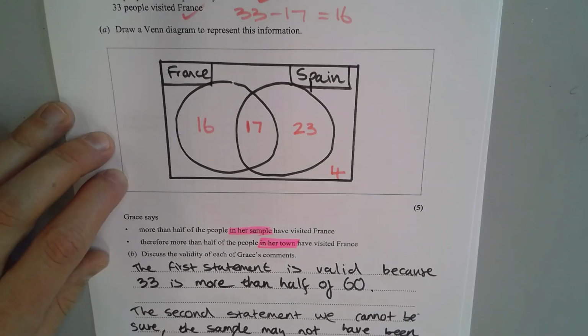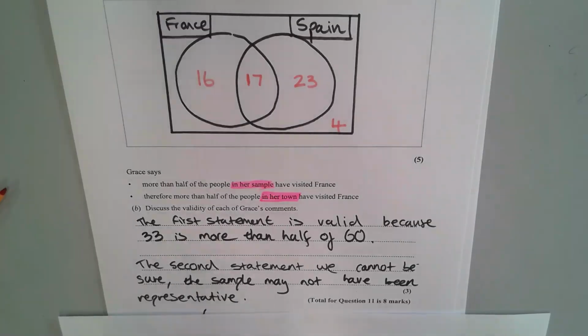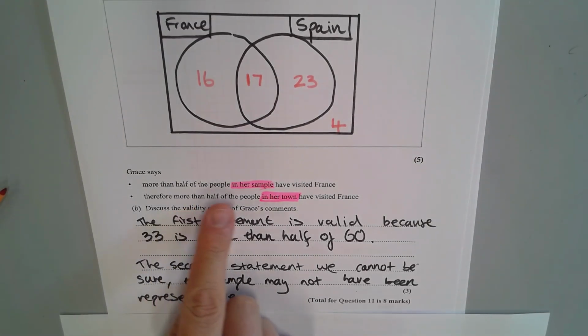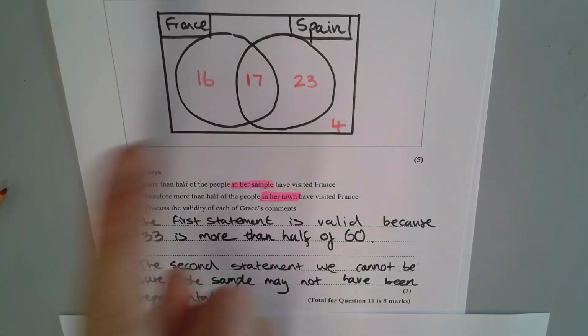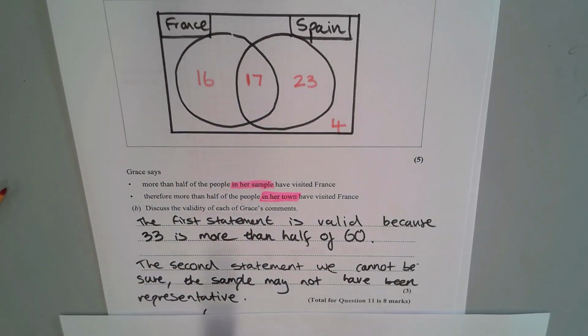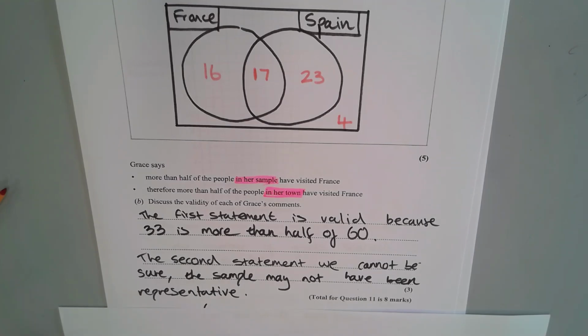Now, the second statement, we can question. For the second statement, the idea that more than half of the people in a town have visited France, we can question because we can't be sure. This sample, this 60 people, may not have been representative of the people in the town. So therefore we just do not know.